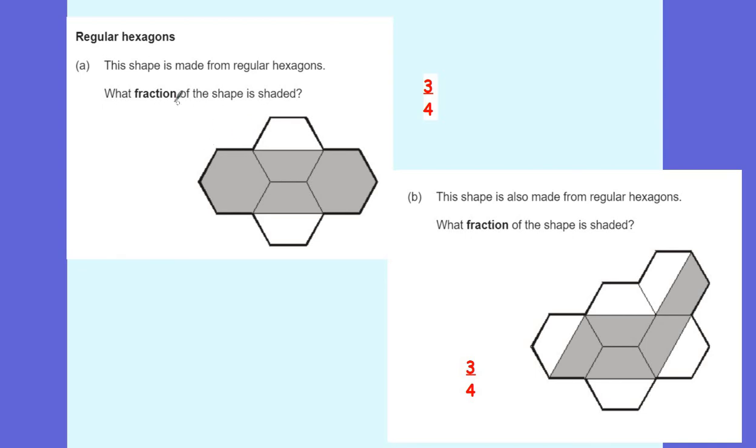And these are the answers. The shape is made from regular hexagons. What's the fraction of the shape? I've got 1, 2, and if I put those two halves together, that gives me another hexagon. So 3 out of the 4 have been highlighted, so 3/4.